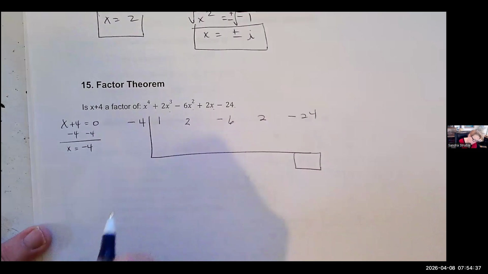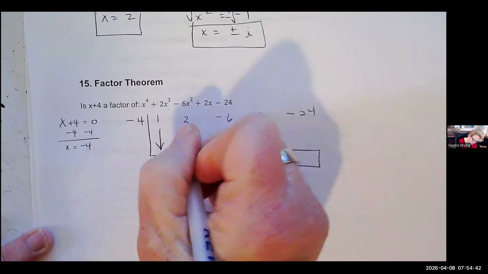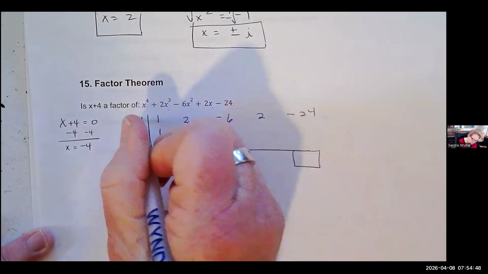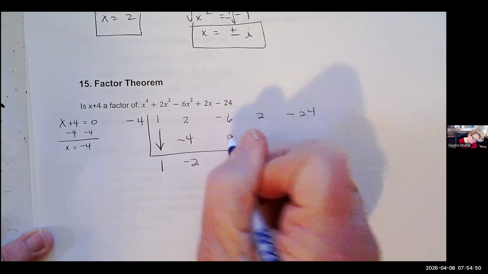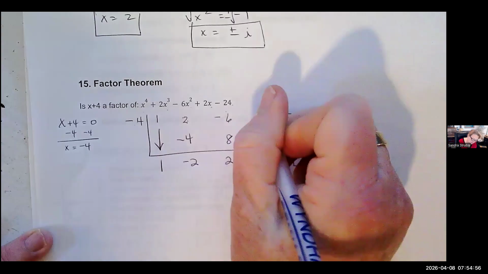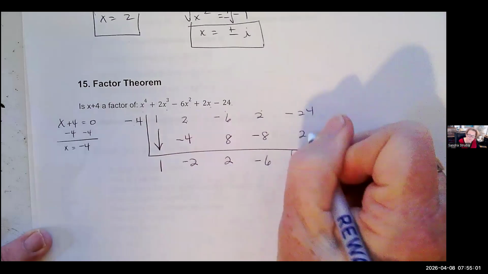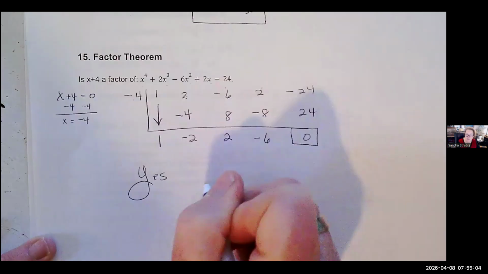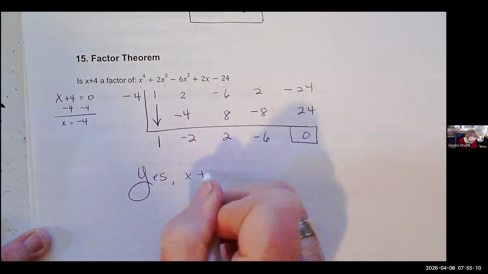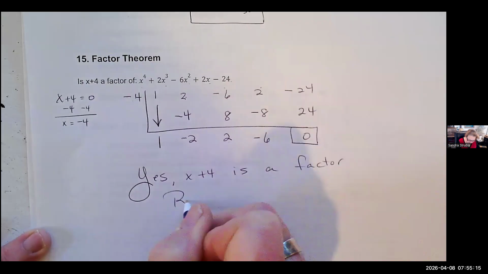First thing you do is you bring down the 1. -4 times 1 is -4. Add these two. 2 minus 4 is -2. Multiply. -4 times -2 is 8. -6 plus 8 is 2. -4 times 2 is -8. Plus 2 is -6. Negative times a negative is a positive. 4 times 6 is 24. So yes, and you need to answer the question because I'm asking, is it a factor of? Yes, x plus 4 is a factor because the remainder is 0.